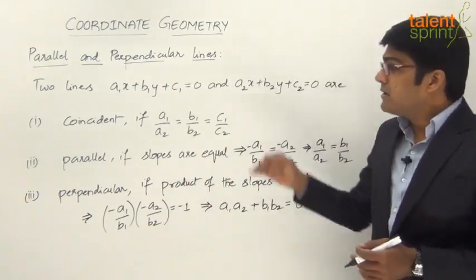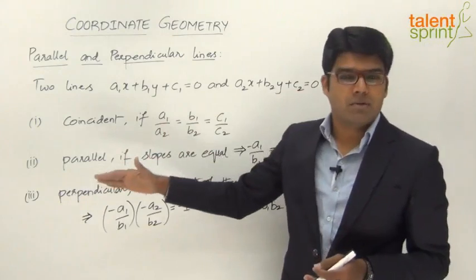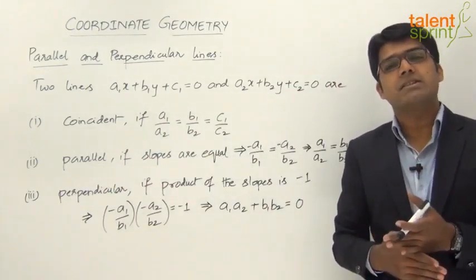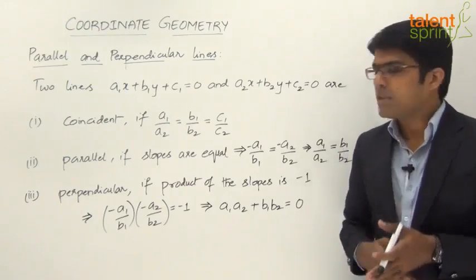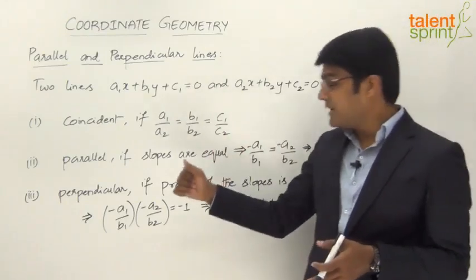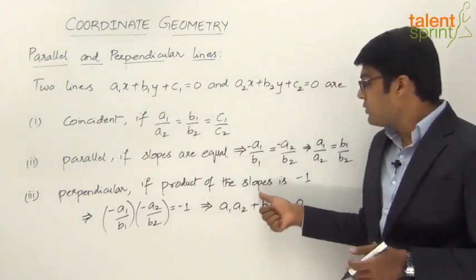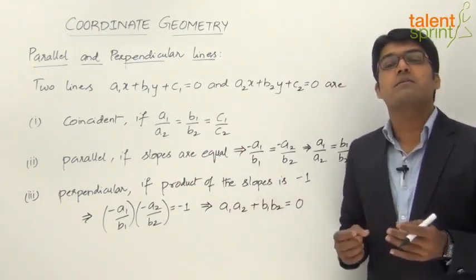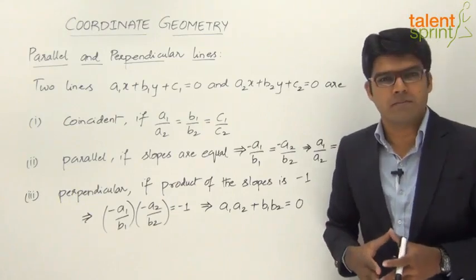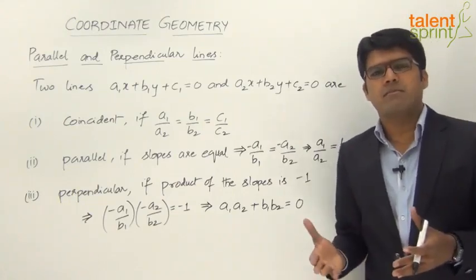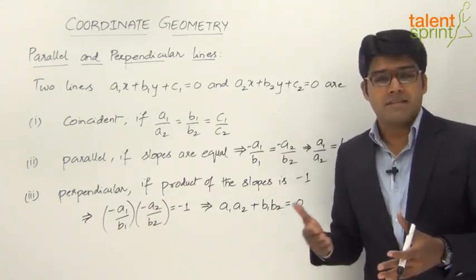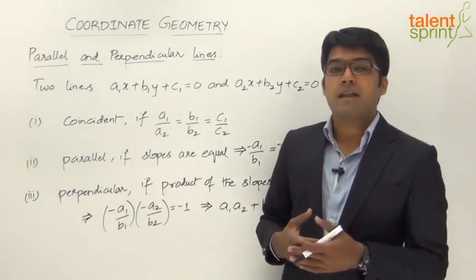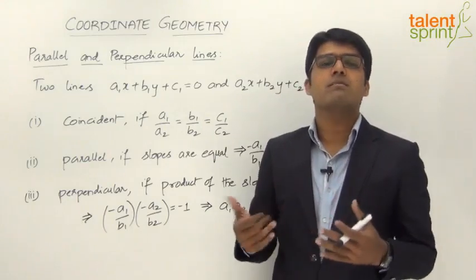And finally, the two lines are perpendicular, right? What does it mean by lines being perpendicular? They intersect each other at an angle of 90 degrees, right? So the two lines are perpendicular if the product of the slopes is minus 1. The two lines will be perpendicular if the product of their slopes is equal to minus 1. So in the slope-intercept form, y equals m1x plus c1 and y equals m2x plus c2, when do we say the two lines are perpendicular? If m1 into m2 equals minus 1.